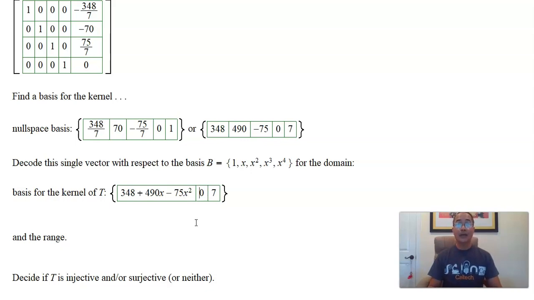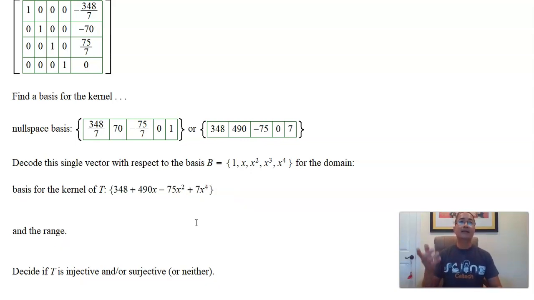Yes, x squared. No x cubed. So we are left with 7x to the 4th. Okay, so we can erase this and this. There you go. Okay, so that is now a single polynomial from P4.